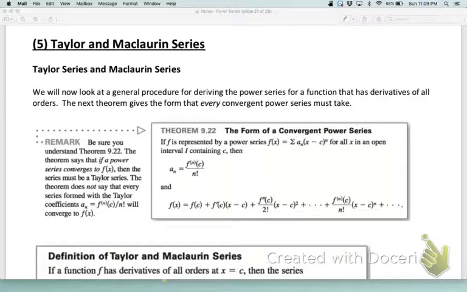What we want to make sure that we understand is that this says, if a power series converges to f of x, then the series must be a Taylor series. It does not say that every Taylor series converges. So it's kind of like the whole all squares are rectangles, but not all rectangles are squares kind of thing. So if a power series converges to a function f of x, it must be a Taylor series. But not all Taylor series are going to converge to a function. The ones that do are definitely going to have to be Taylor series, okay?